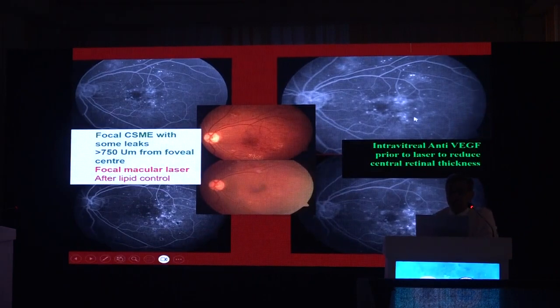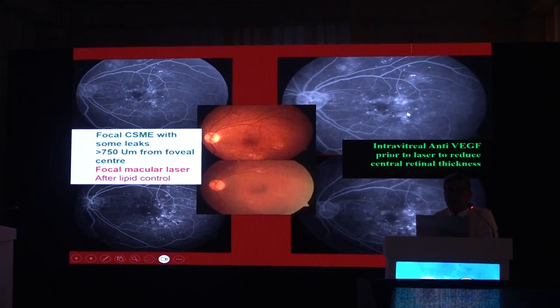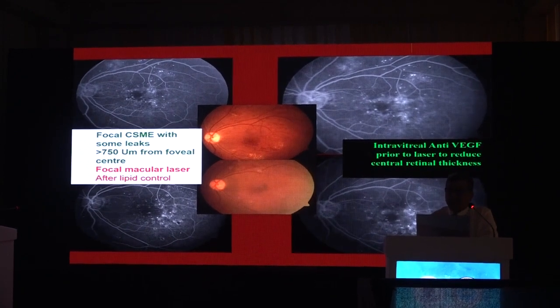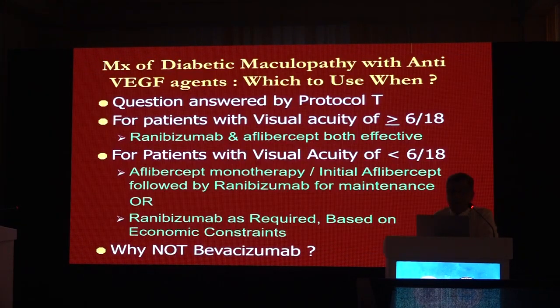This is just to show a patient who had a combination of some leaks within 500 micron of the foveal center and others far away, given an intravitreal agent to first decrease the amount of edema, then done focal macular laser, and then subsequently you can continue with the anti-VEGF treatment. But before you do any such focal macular laser, make sure that your patient is controlled as far as lipids are concerned. So no hyperlipidemia should be there.